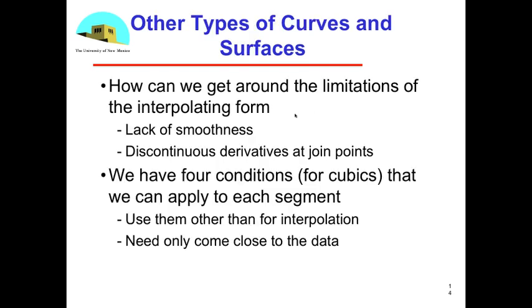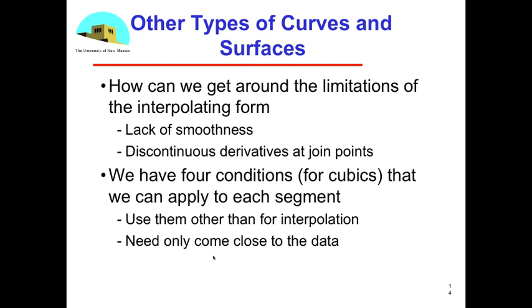So let's start with this: we don't like the fact that we don't have smoothness, and we're worried about discontinuities of the derivatives. For the curves, they're at the joint points. For the surfaces, they're along the whole edges of those little patches. So what we're going to do is use the data other than for interpolation. But when we do, we still want to be sure that the resulting curve or surface comes close to those points. And we'll define closeness as we go through this in a very specific way.